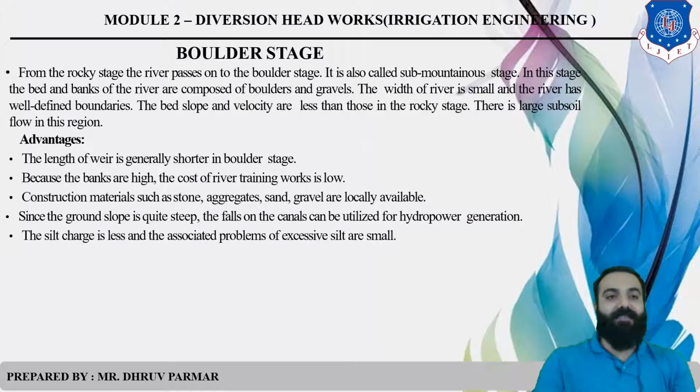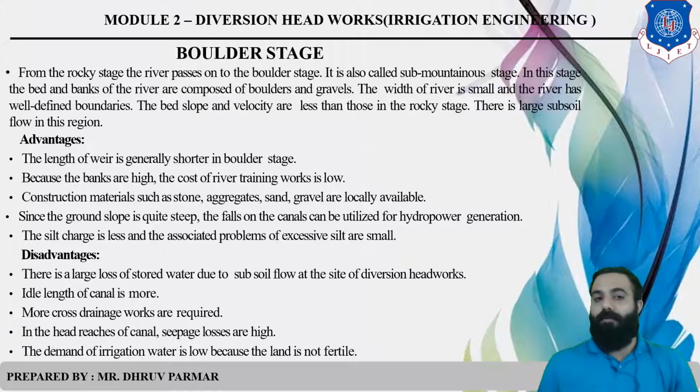So there are some advantages. The length of the weir is generally shorter in the boulder stage and the banks are very high, so the cost of river training work is very low. Construction material is easily available, so the construction cost is low. The ground slope is quite steep, so we can easily construct a diversion headwork and easily produce hydroelectric power. The silt charge or silt load is very low as compared to the hill stage. And there are some disadvantages.